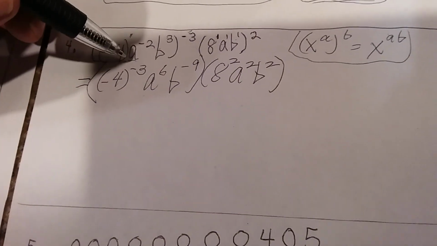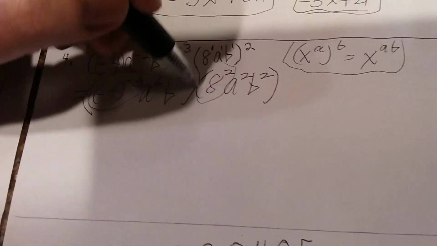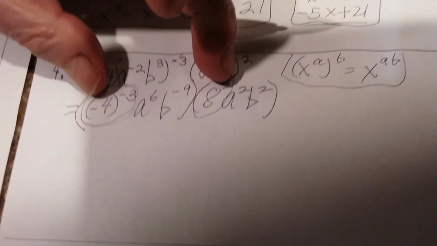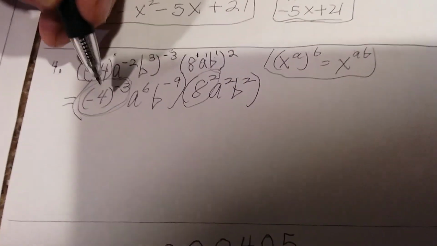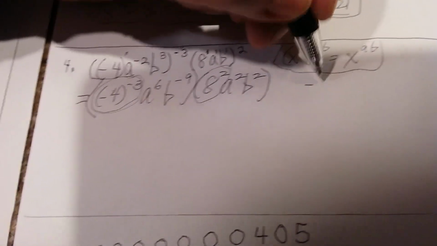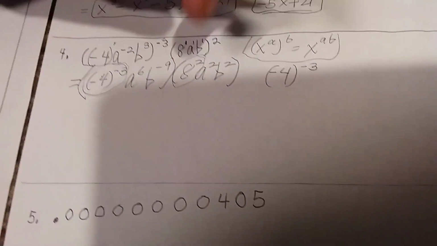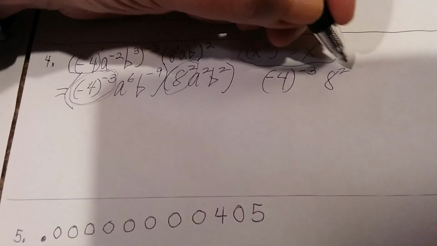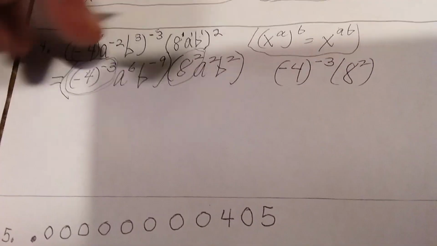Now remember I told you the tricky part here are the numbers, which I'm circling. So we're going to take these numbers and I'm going to do it on the side. That's what I recommend. This way you'll get it right. So -4 to the -3 multiplied by 8 squared. Okay, now you can work it out and you'll have space and you won't get it confused with the lettering.